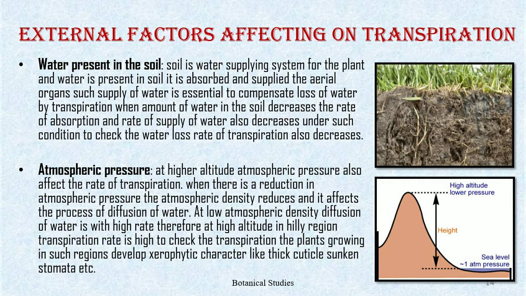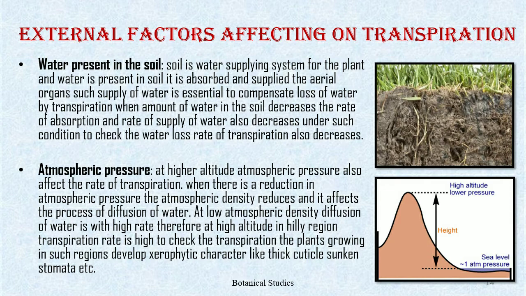Water present in the soil. Soil is the water supplying system for the plant. Water present in the soil is absorbed and supplied to the aerial organs. Such supply of water is essential to compensate for the loss of water by transpiration. When the amount of water in the soil decreases, the rate of absorption and the rate of supply of water also decrease. Under such conditions, to check the water loss, the rate of transpiration also decreases.